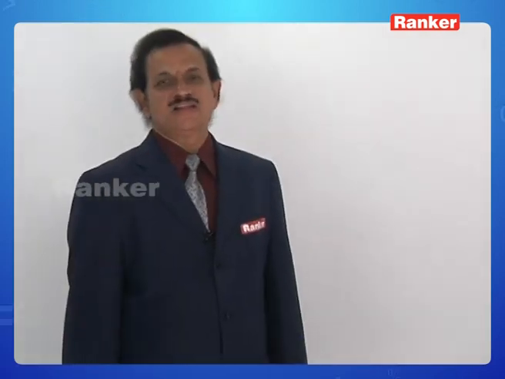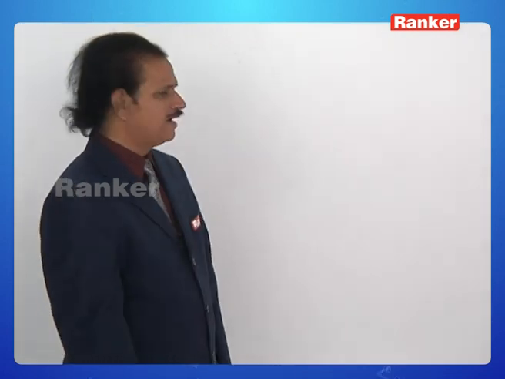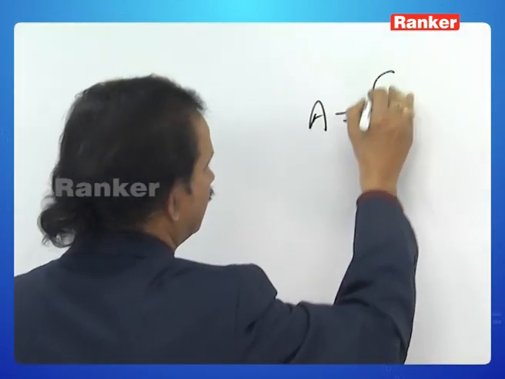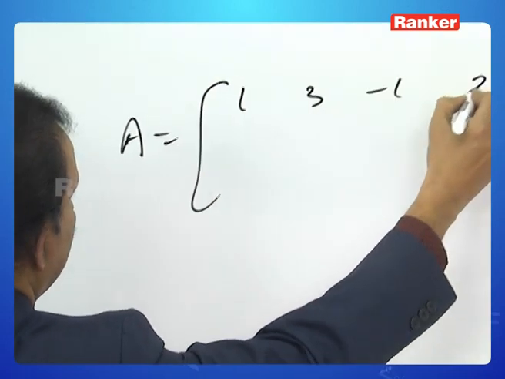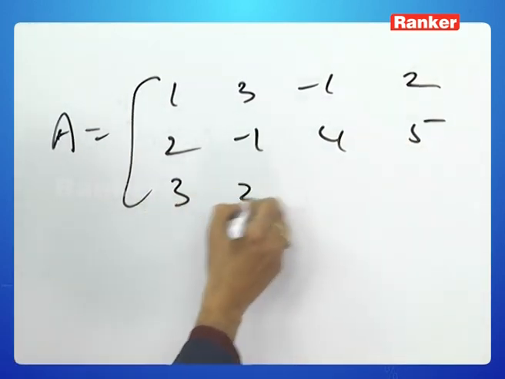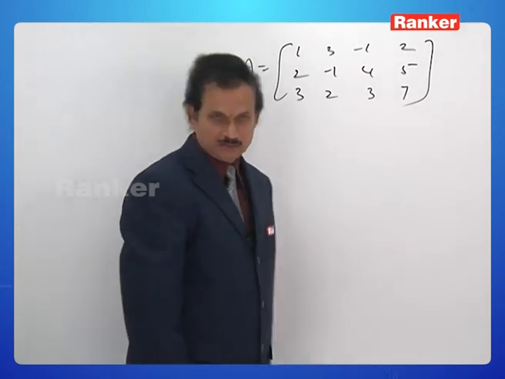To understand the meaning of the word rank, we have taken very simple examples 1, 1, 1, 2, 2, 2, 3, 3, 3, 3, like that. And we may be getting different types of matrices with so many different elements. In that context, what is the way to get the rank immediately or in the easy way? Well, my dear, there are so many other methods. Look here. For example, we have A equal to 1, 3, minus 1, 2, 2, minus 1, 4, 5, 3, 2, 3, 7. A matrix is there. You are supposed to find the rank of the matrix.